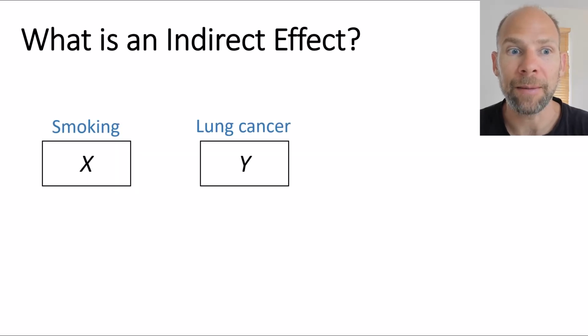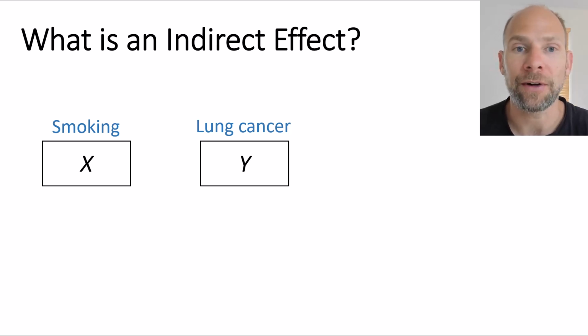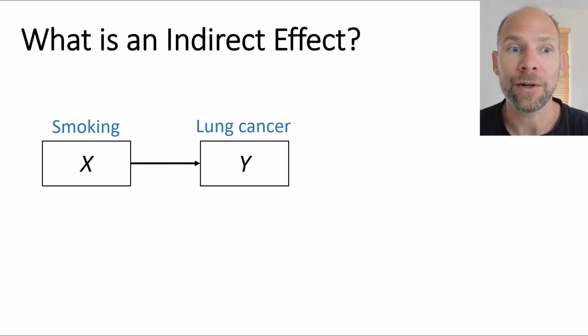So here in my example, I have three variables. The first two are smoking as an independent or exogenous variable X, and my dependent variable or endogenous variable in this model is lung cancer. Everybody knows that smoking can cause lung cancer. So there's this relationship that we can assume between smoking and lung cancer, where smoking has a causal effect in some way on lung cancer.